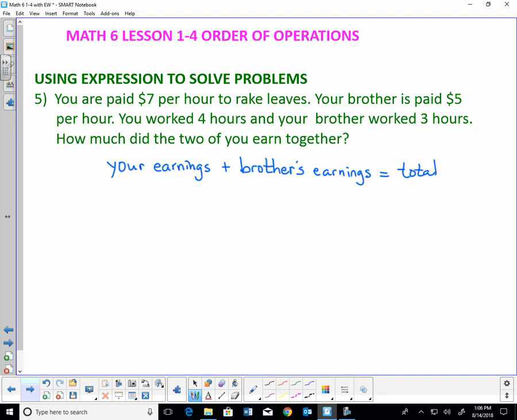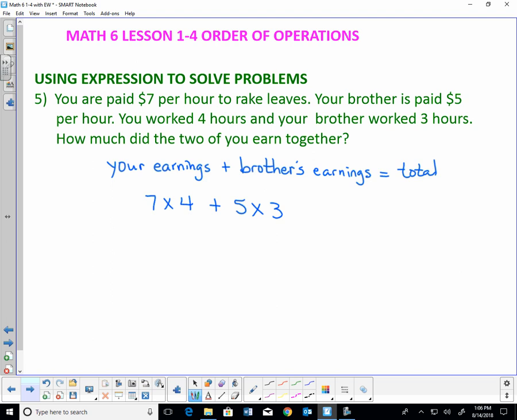Okay. You are paid $7 an hour, and you worked for 4 hours. Your brother is paid $5 an hour, and he worked for 3 hours. Okay, so your earnings will be the amount of money you get paid times the number of hours you worked. Your brother's earnings are the amount of money he gets paid per hour times the number of hours he worked, and your total earnings will be adding those together.